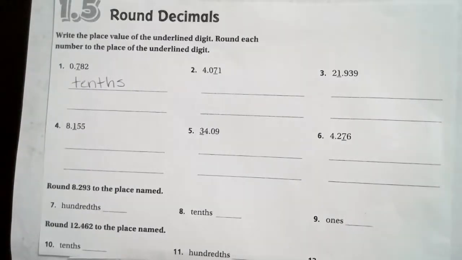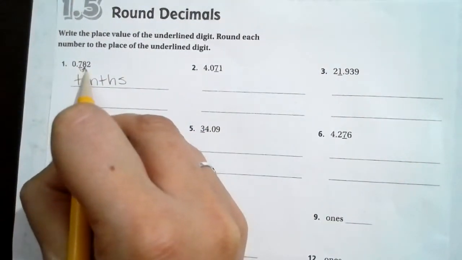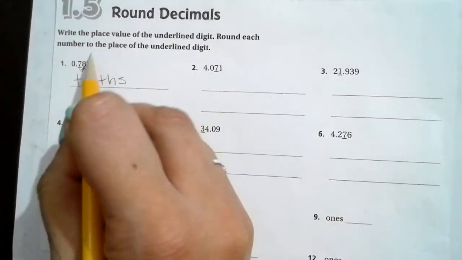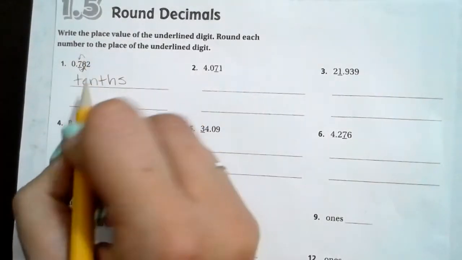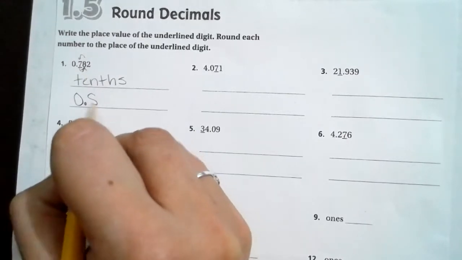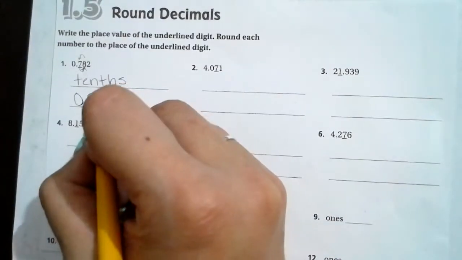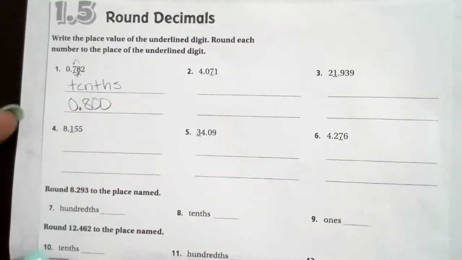Okay, so I wrote the name of the place value. I underline it. I look near it. It's an 8. So that 8 is going to do what to that 7? It's going to raise it up. So I have 0. That 7 is going to turn into an 8. And then all the digits to the right are going to turn into zeros. And if you can't remember that, flip back over to your anchor chart and use those directions.